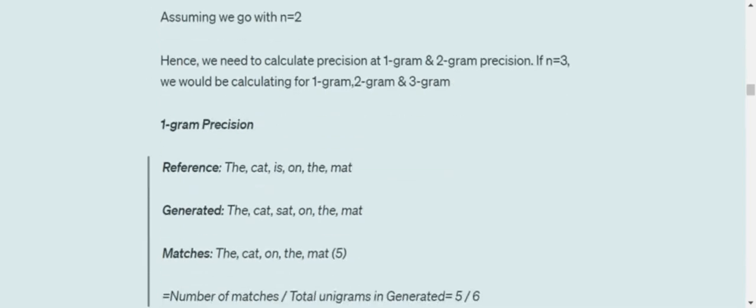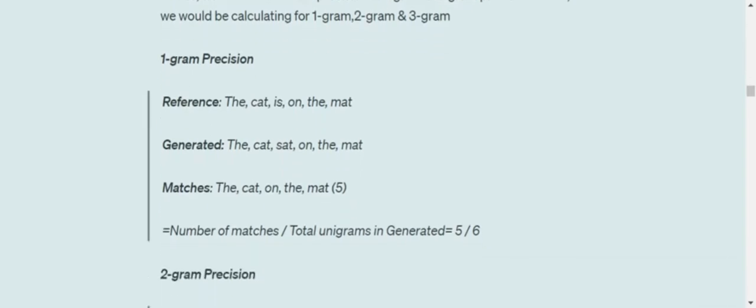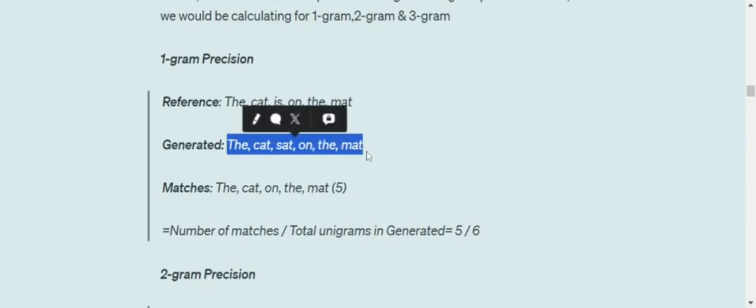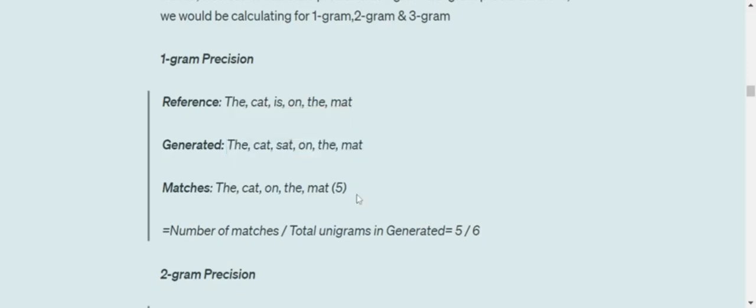Now we will be understanding how to calculate the n-gram precision, starting off with 1-gram precision. So basically, it is unigram precision that we will be calculating. These are the individual tokens present in the ground truth, and these are the individual tokens present in the generated text. Now, the exact matches are 5 tokens. So out of 6 tokens, 5 tokens have been matched. So the 1-gram precision is the number of matches, that is 5, over the total unigrams in the generated text.